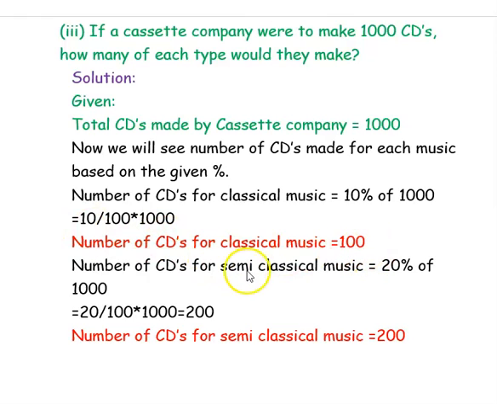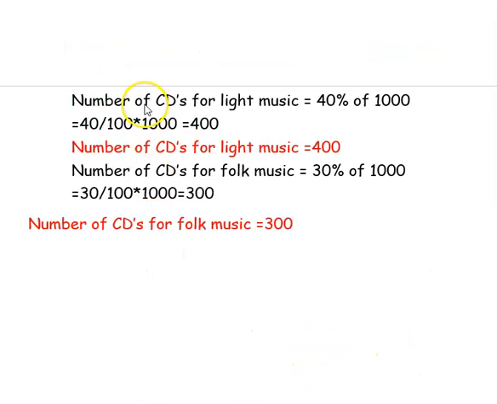Then we will find for semi-classical music. From the pie chart we know that semi-classical music is liked by 20% of people. So we want to find 20% of 1000, that is 20 divided by 100 into 1000, which is 200. So the number of CDs for semi-classical music is 200 CDs. Next, for light music, 40% of people liked it. So 40% of 1000, that is 40 divided by 100 into 1000, which is 400. So the number of CDs made for light music is 400 CDs.